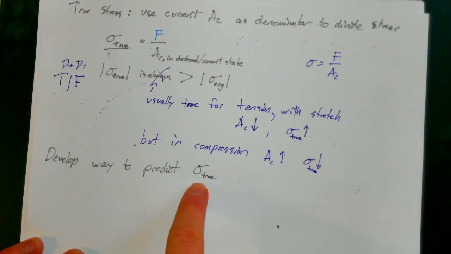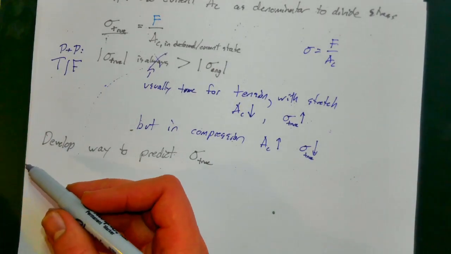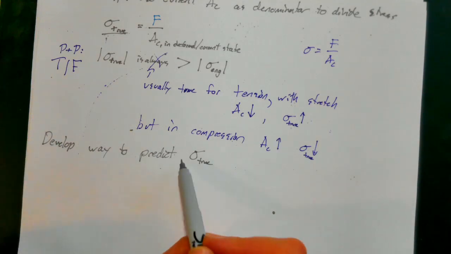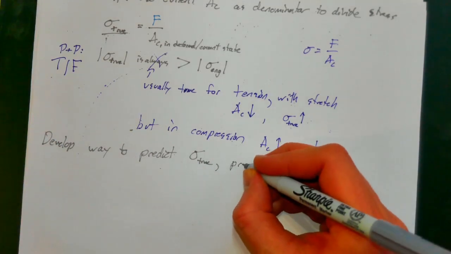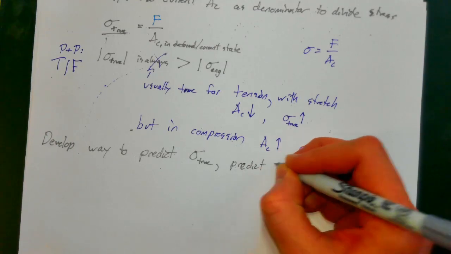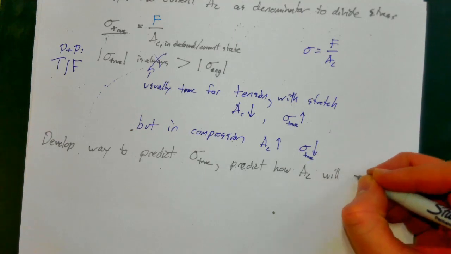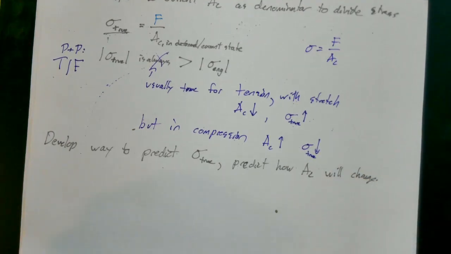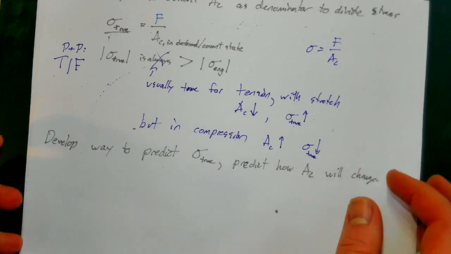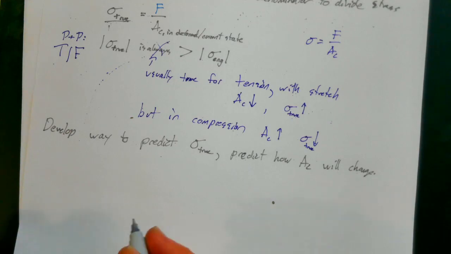We want a way to be able to predict true stresses. And in order to have a way to predict what these true stresses are, we need a way to predict how cross-sectional area will change. Now, it turns out we have a pretty good way to do that for a handful of materials, and actually for many biomaterials, this is a pretty accurate approximation.